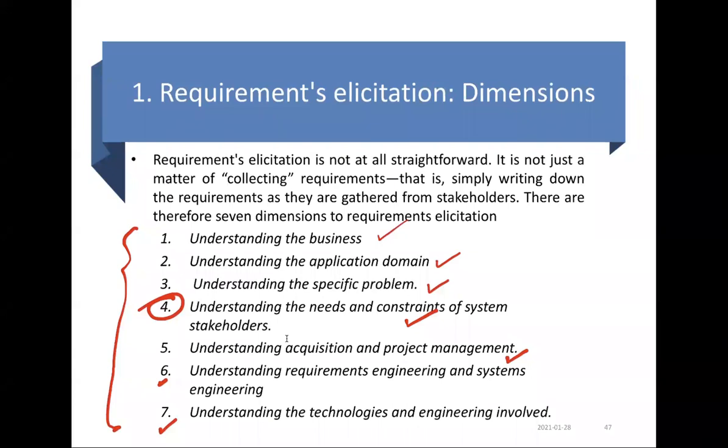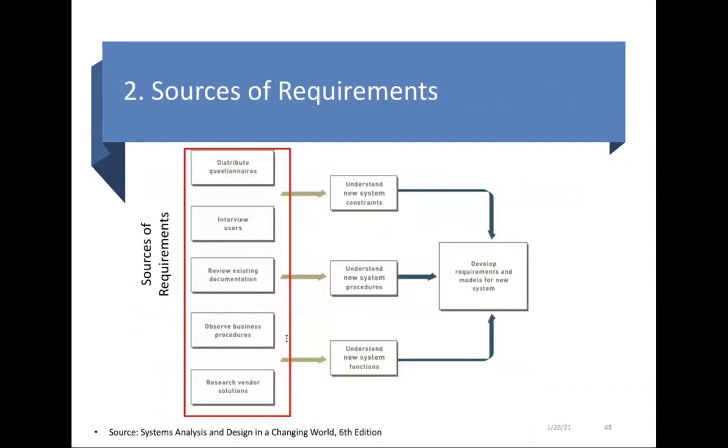So after we have those dimensions met, and now we have full understanding of the entire business problem domain and problems in all engineering and management involved, let's look into the second step in the requirement elicitation, which is the source of the requirements, or identifying those sources of requirements.